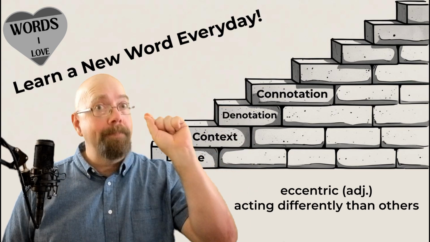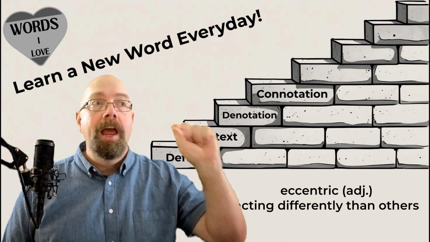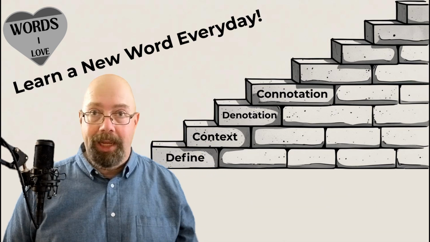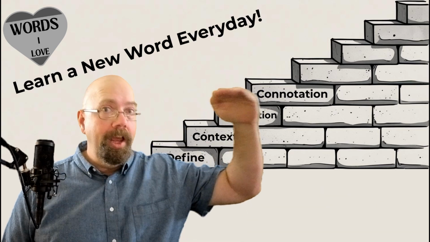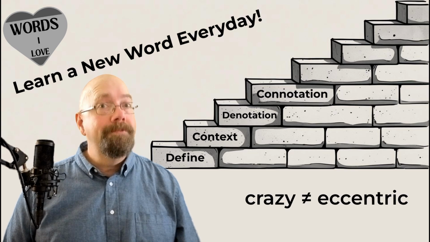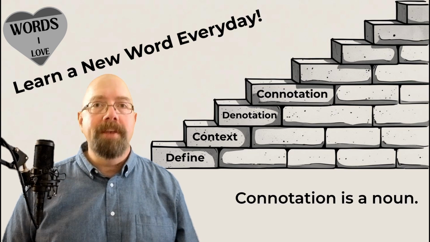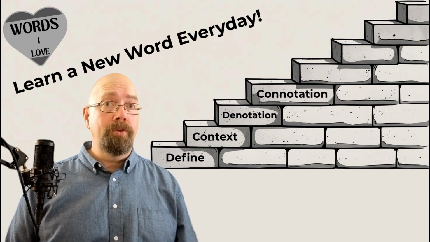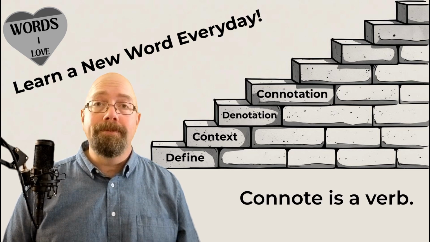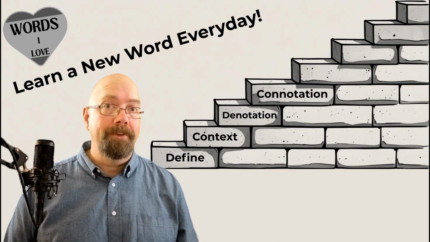Eccentric means that person does something different and I think it's interesting and I might think it's funny. So eccentric and crazy have similar denotations, but very different connotations. Connotation is a noun. You can also use the form connote as a verb, but really we're going to stick to the noun form more often.